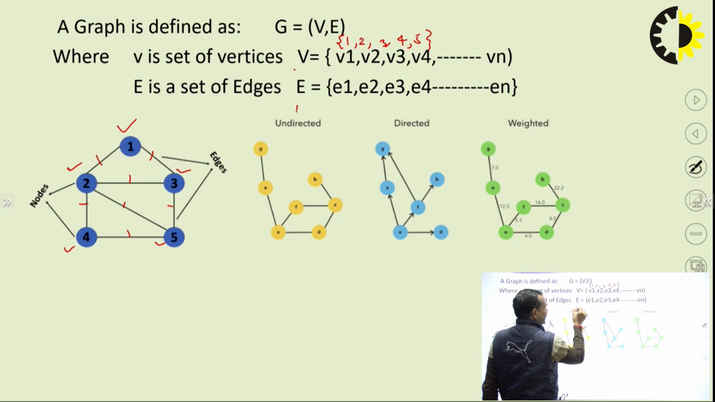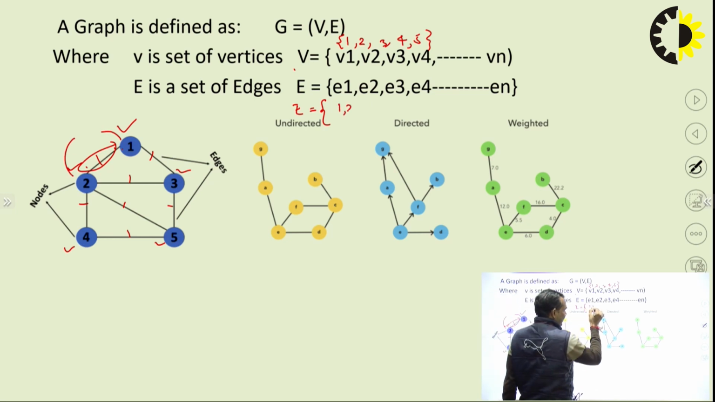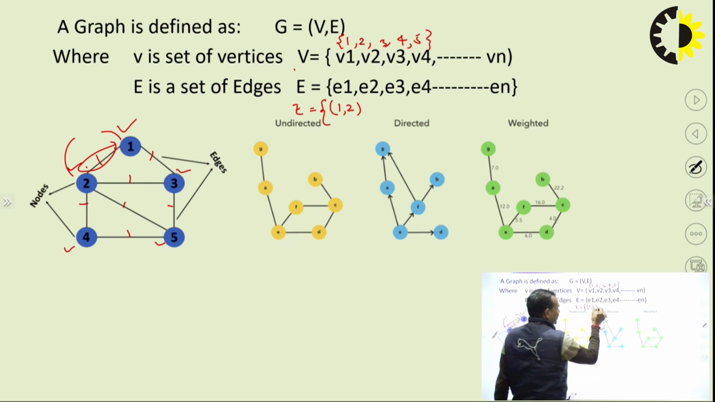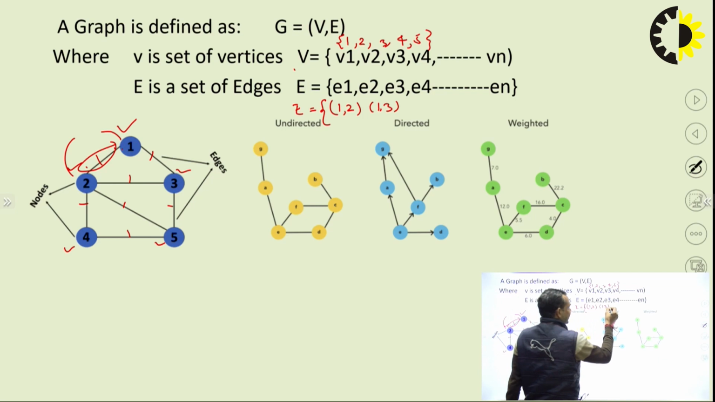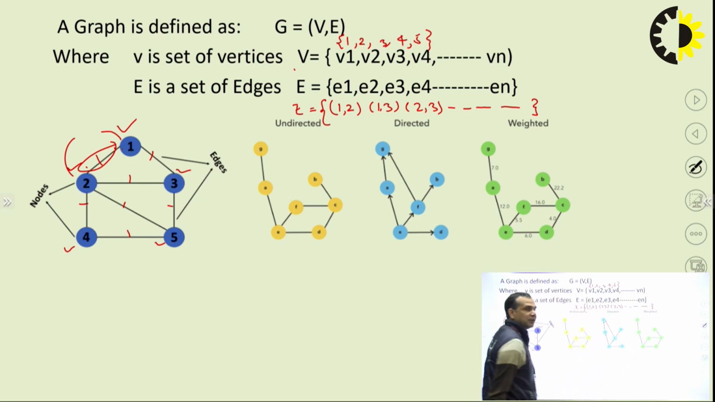Similarly, if we define the edges here, we have not defined any value on the arc. This arc lies between node 1 and node 2, so we define it as (1, 2). Similarly, another arc is (1, 3). Next one is (2, 3), and so on. These are known as the edges.